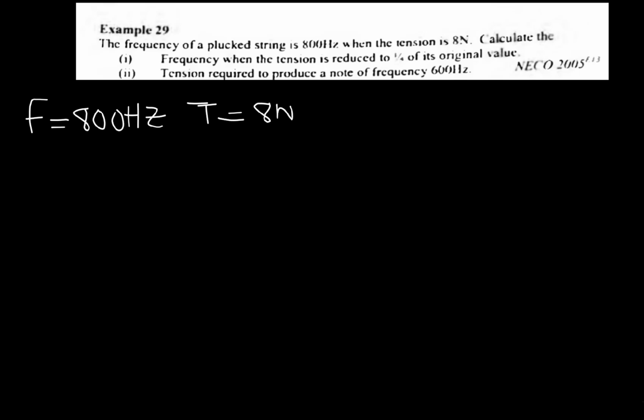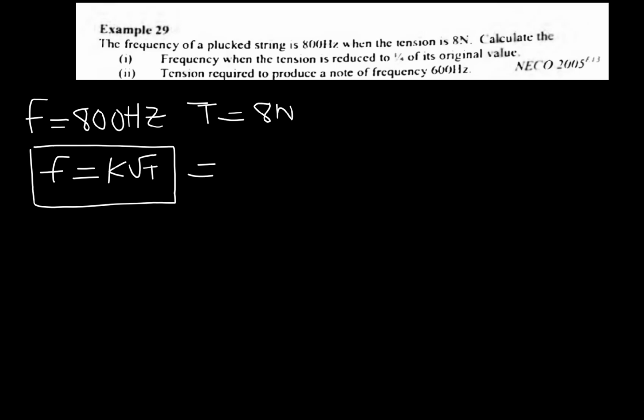Now, the first thing we'll do here, we need to understand the relationship between frequency and tension. The relationship that exists between frequency and tension is that frequency equals k square root of T. And now note, from the question we're given frequency and we're also given tension, so we need to solve for k. In solving for k, we make k the subject of the formula.